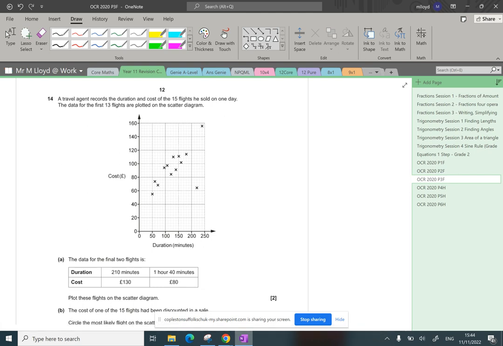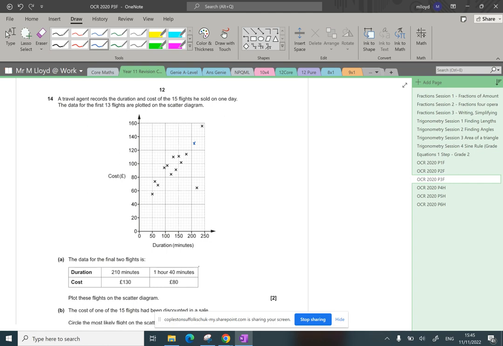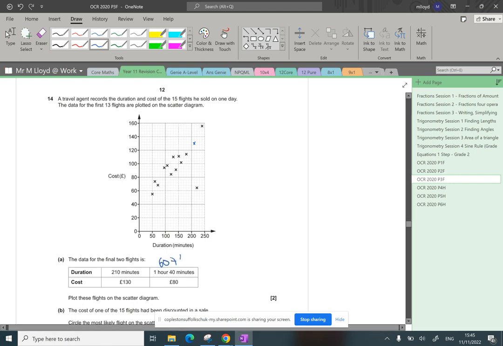This is going to be inaccurate for me because I've got to plot these onto the scatter diagram, but I'll give it a go. Plot these flights onto the scatter diagram, 210 minutes, 130. So 210 is one square right of 200. And for 130, it's going to be in the middle as much as we can. There we go, between 120 and 140. 1 hour, 40 minutes, 60 minutes in an hour. So that is 100 minutes, and that goes to £80. That works nicely onto the crosshair, which is good, where 180 meet.